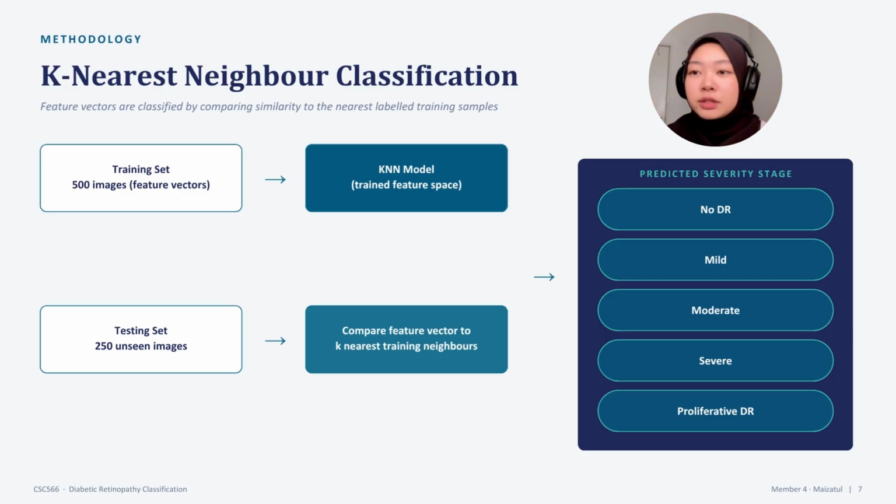For each test image, KNN compares its extracted features with those of the training images and finds the k-nearest neighbors, which are the most similar images. The test image is then assigned to the class that appears most frequently among those neighbors. The classifier predicts one of the 5 diabetic retinopathy severity stages: no DR, mild, moderate, severe, and proliferative DR.